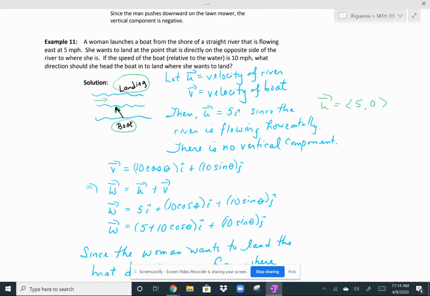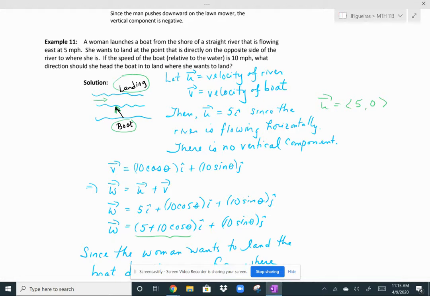And I want to know what happens when both the river and the boat are working together to get to where they have to be, which means we are going to be adding those two vectors together. So I'm going to call that w. So vector w is the sum of u plus v. Remember, when you're adding vectors, it's like adding like terms. So I have vector u is 5i, and vector v is 10 cosine theta i and 10 sine theta j. So when I combine the i's, I get (5 + 10 cosine theta) i plus 10 sine theta j.